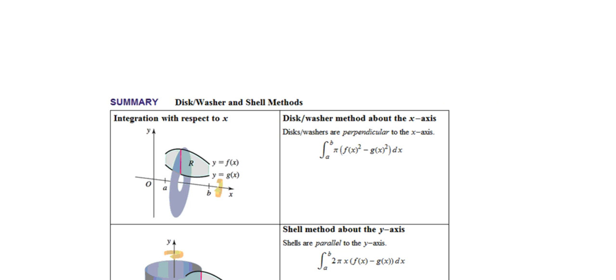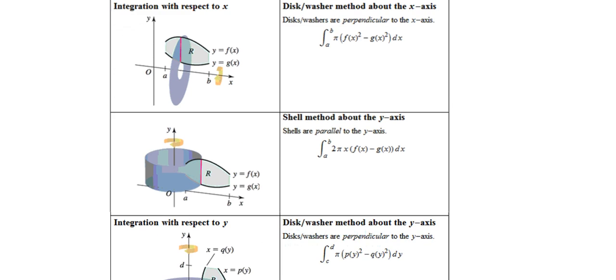Last thing I want to show on here in this video is in our textbook, on page 475, a nice summary for the disc, washer, and shell methods. It shows you a picture and tells you about what axis. So here is integration with respect to x. Disc and washer method are about the x-axis. There's your formula. The shell method is about the y-axis. We want to do parallel to the y-axis. Okay, shells are parallel. So then we have it in terms of x. Notice these two are with respect to x.